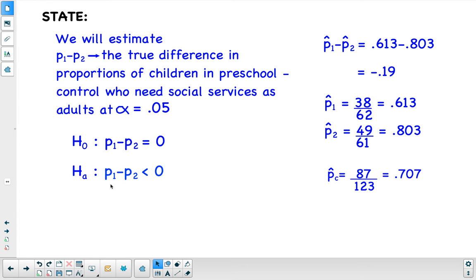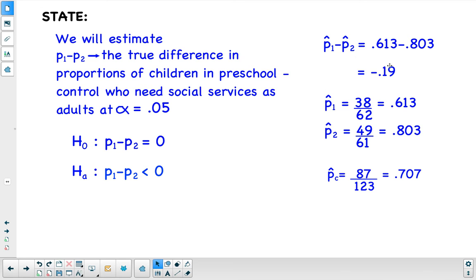See how we have it as less than 0? So that's implying this difference is negative. We think this P2 is bigger, that the control are going to have a higher proportion of adults who ended up needing social services. So this is bigger. That's why P1 minus P2, we expect that to be negative. That's our alternative. Now, if you switched up what you called P1 and P2, it could be greater than if you switch which one's which. So just make sure what you have makes sense.